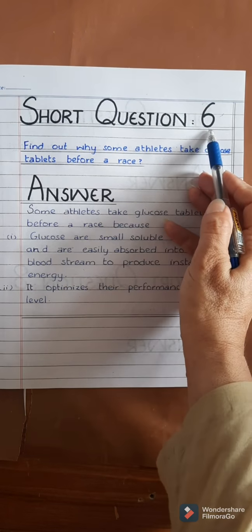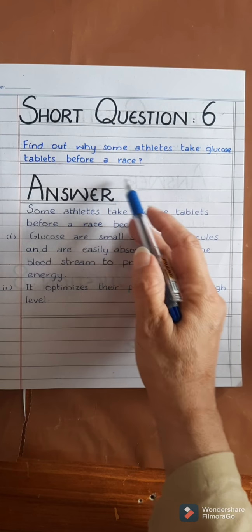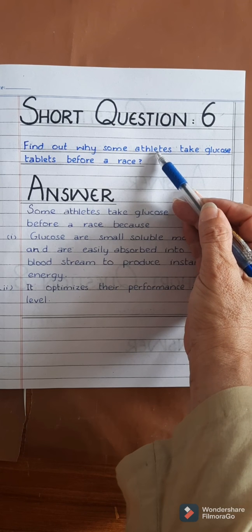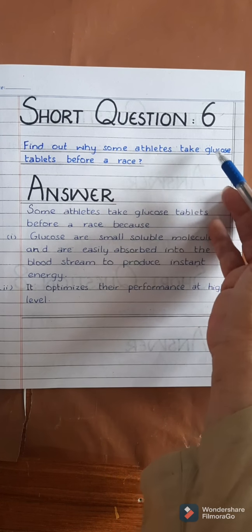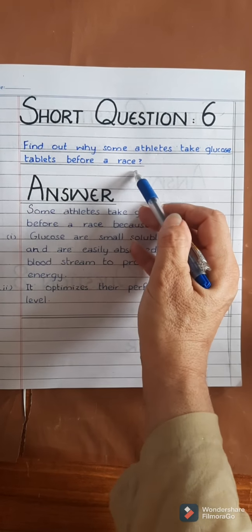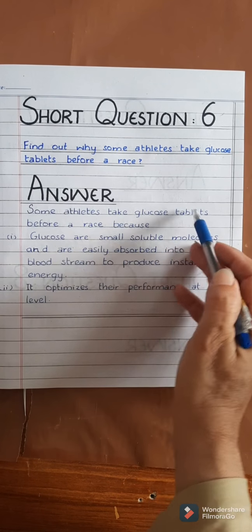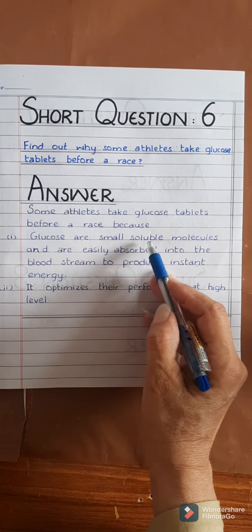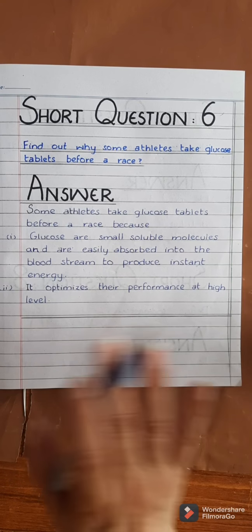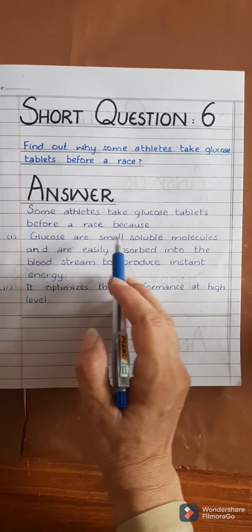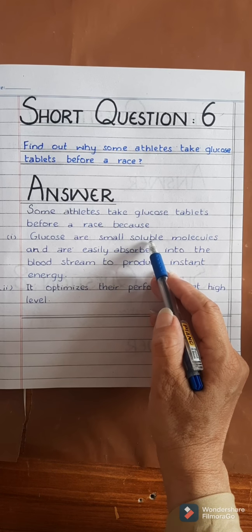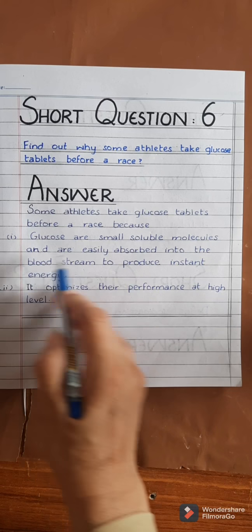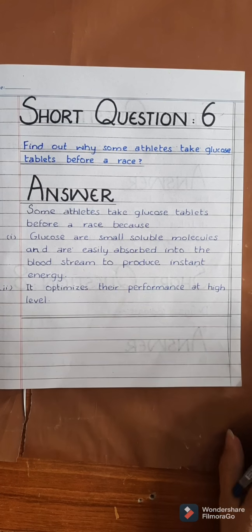Short question number 6. Find out why some athletes take glucose tablets before a race. Athletes means the racers or the bodybuilders or the sportsmen. Why do they take glucose tablets before a race? Some athletes take glucose tablets before a race because glucose molecules are small and soluble. They are not in the form of large molecules. So they are easily absorbed into the bloodstream to produce instant energy.